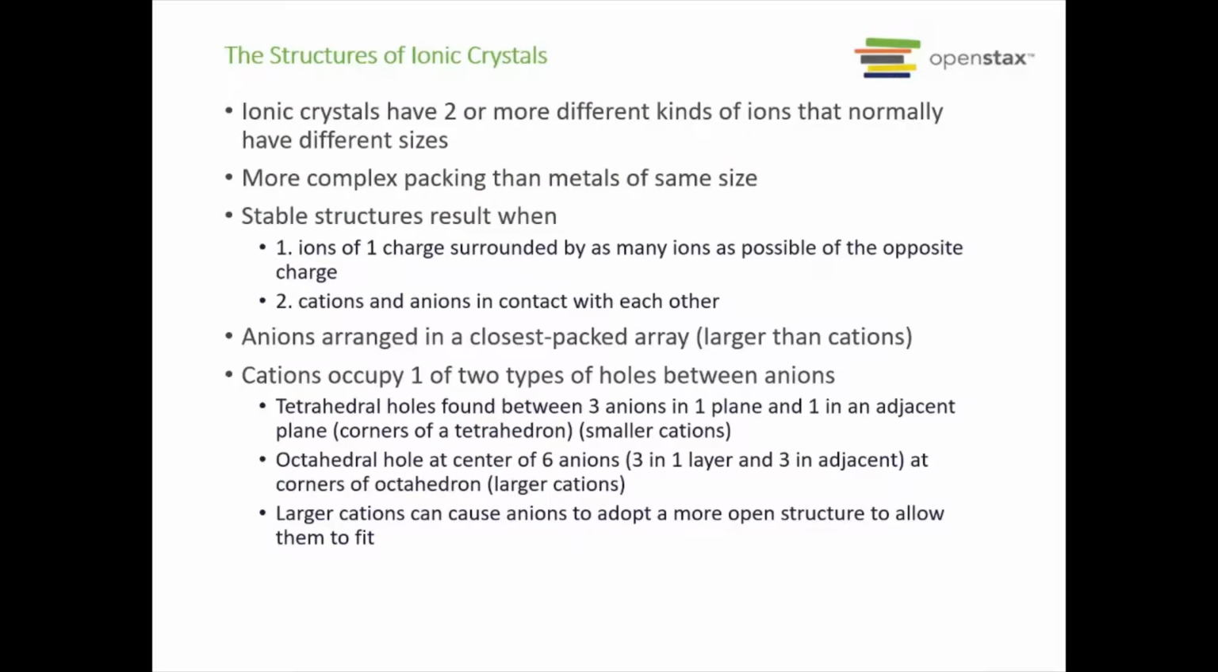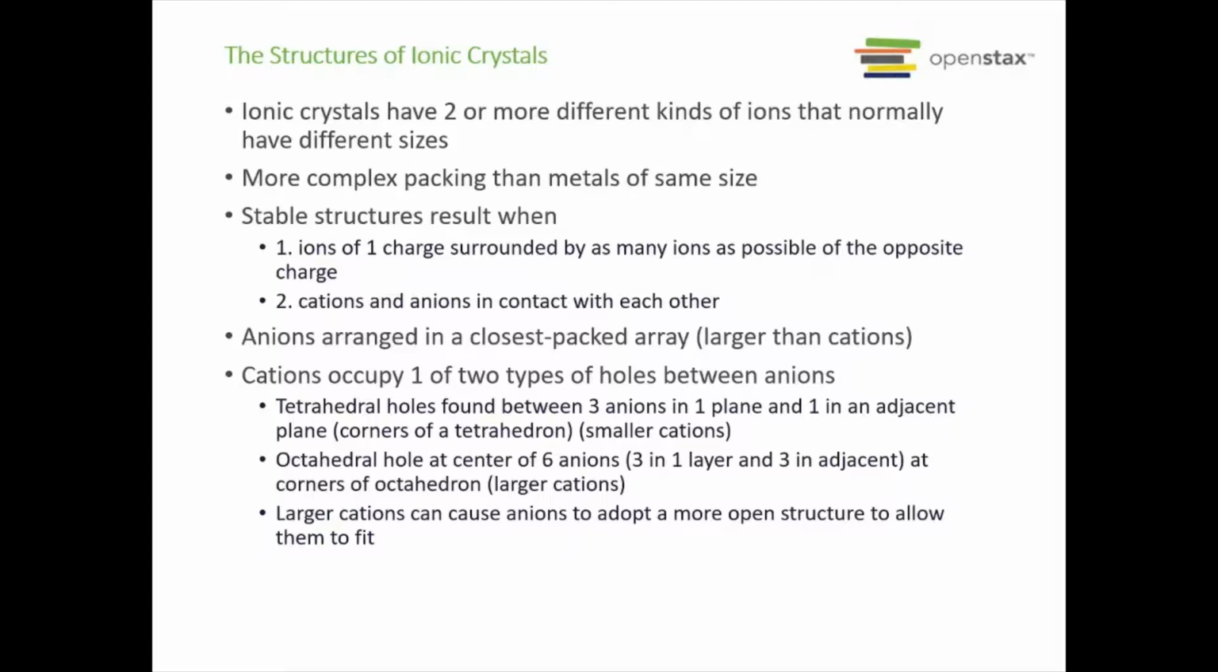So let's go ahead and talk about the structures of ionic crystals. If you remember from before with our good old ionic compounds, the crystals have two or more different kinds of ions that normally have different sizes. So anions, which have that extra electron, tend to be bigger. Cations, which have fewer electrons, are smaller, more compact. Because of the size difference between the anions and cations, the structures of ionic crystals tend to have more complex packing than metals of similar size.